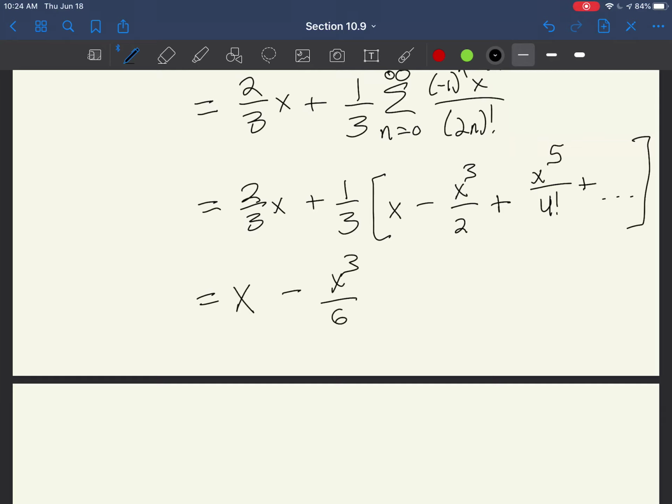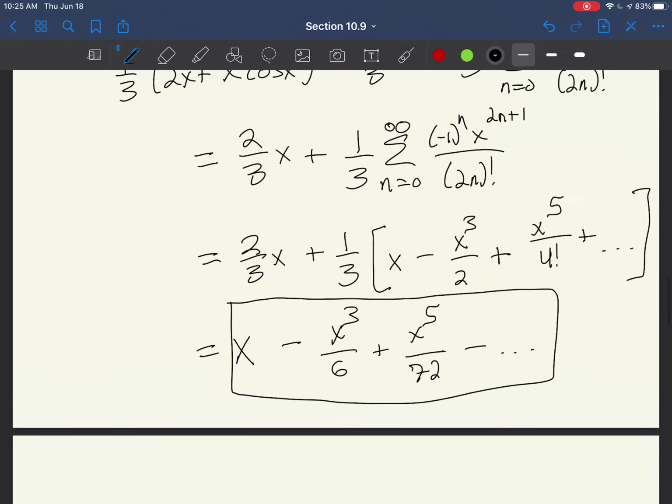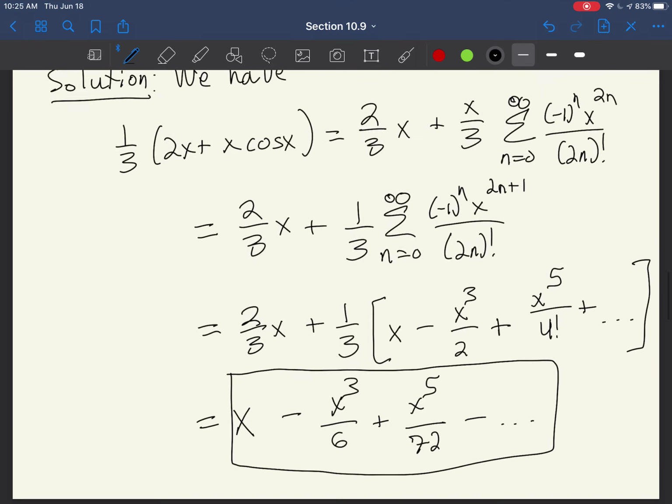All right, distribute the 1/3. You have 1/3 x plus 2/3 x. So that is x minus x cubed over 6 plus x to the 5th divided by 4 factorial is 24 times 3 is 72. And these are the first few terms of the series.